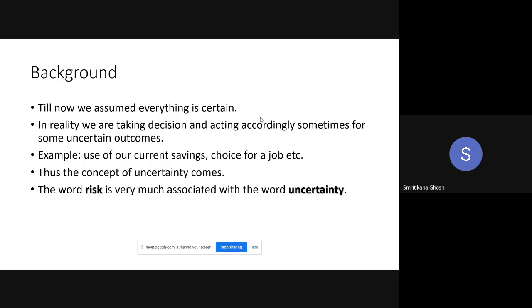But in reality, we take decisions according to uncertain outcomes, right? For example, when we travel by local train, we purchase a ticket, maybe a monthly ticket, assuming that each and every day the train will come on time.